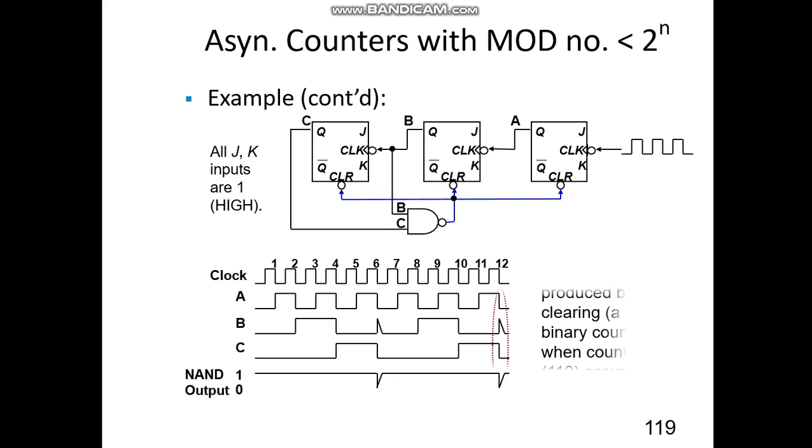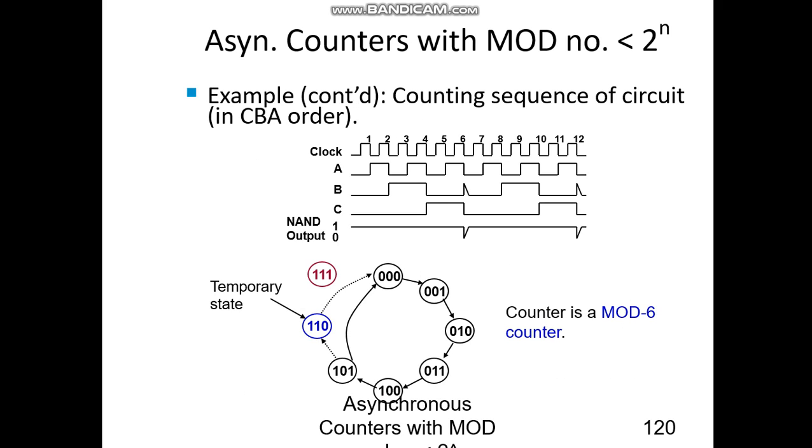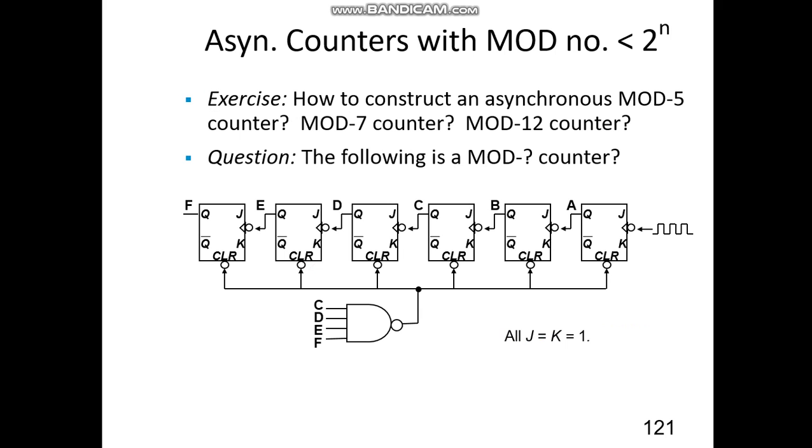Then you will get the answer for the mod, which is less than 2 to the power n. Then count the sequence of the circuit in order. This is an example: 000, next 101, next 010, and so on for the output.